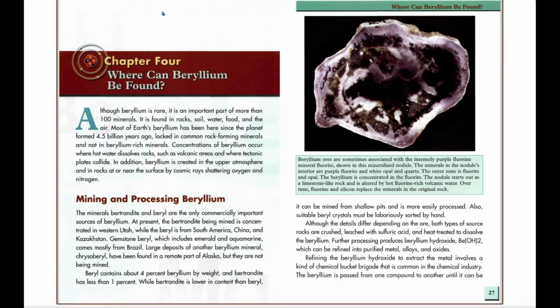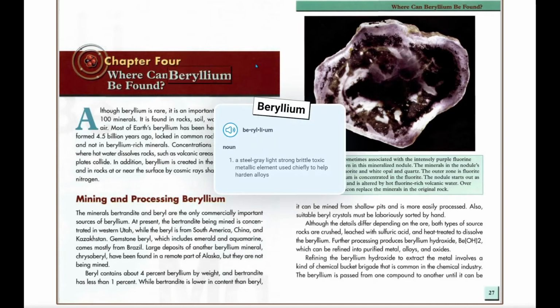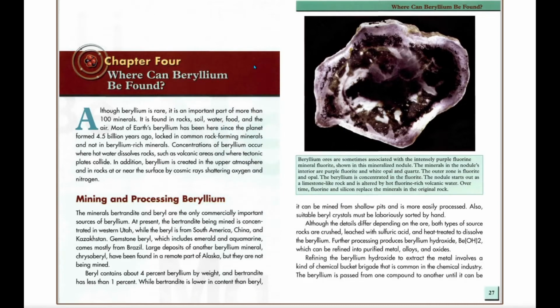Chapter 4. Where can beryllium be found? Although beryllium is rare, it's an important part of more than 100 minerals. It is found in rocks, soil, water, food, and the air. Much of Earth's beryllium has been here since the planet formed 4.5 billion years ago.